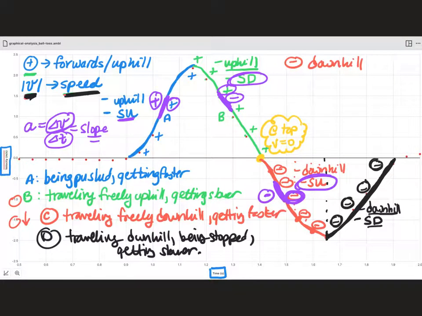And then in this last segment, notice how my acceleration is positive again. So my slope is positive, my acceleration is positive, but my velocity is still negative. So they're working against one another and I'm slowing down.